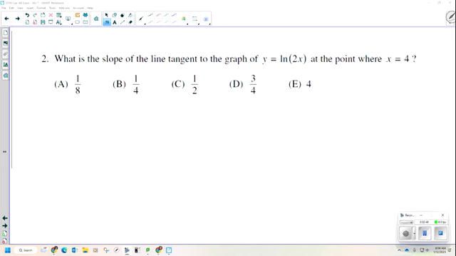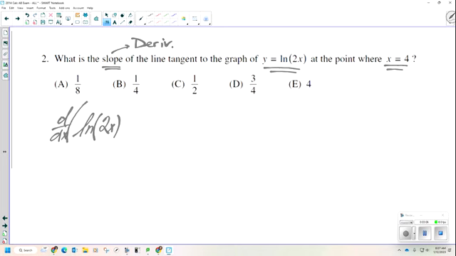Number 2, what is the slope of the line tangent to the graph of y equals ln of 2x at the point where x is 4? Slope, oh my goodness, is the same thing as derivative. All right, so let's find the derivative of our function at the point where x is 4. The derivative of the ln of 2x. Okay, if I want to take the derivative of this, the derivative of natural log is 1 over whatever's in parentheses here. But let's not forget our chain rule, times the derivative of the inside. The derivative of 2x is just 2.